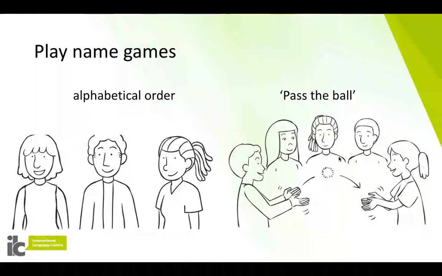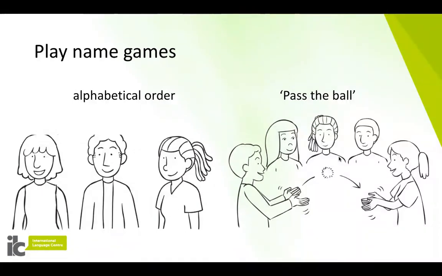So the idea is the students stand in a circle, and you stand together with them. For example, you say, my name is Natalie, and you pass the ball to another student. They catch it and say, her name is Natalie and my name is Vanya. They throw the ball to another person, who catches it and says, his name is Vanya, my name is Kate. And the game continues like that until everyone has said their names.